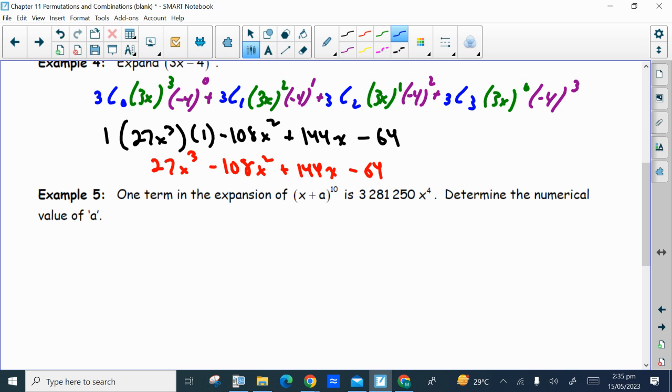We need to figure out what k is. What is the value of k? So let's start building the general form equation. It'll be 10ck. It'll be x to the 10 minus k times a to the power k. And we're looking for when that equals 3,281,250 x to the fourth. So Miriam, what does k equal?